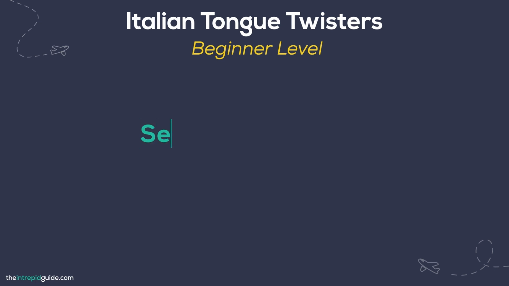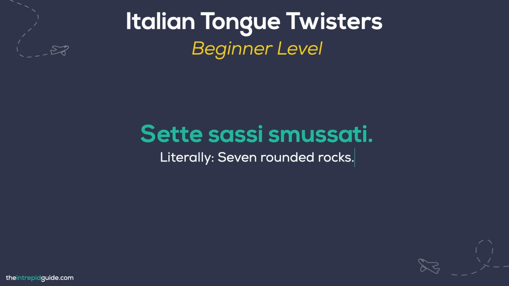Italian tongue twister number 7 is 7 sassi smussati. This literally means 7 rounded rocks. Now this tongue twister is perfect for honing your skills with the double consonants. Remember, they are both pronounced, so really emphasize them.